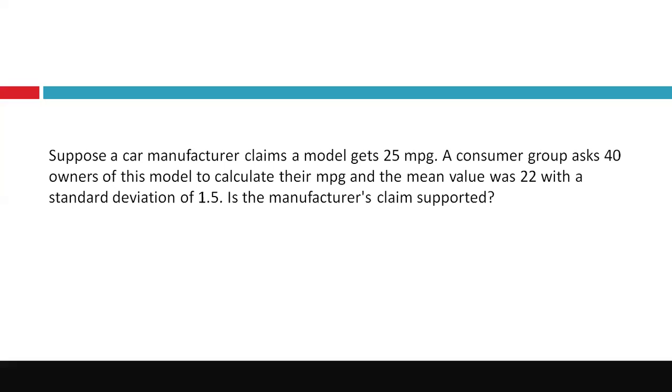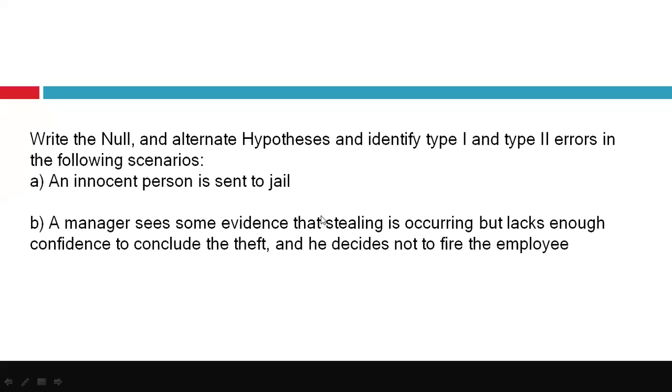So what are the null and alternate hypotheses here? This one is an assignment for you because I don't want to give you the answer for everything. Now you need to write the null and alternative hypotheses and identify the type 1 and type 2 errors in the following scenarios. Now you tell me what is type 1 error and type 2 error. All of you please type it in the chat window, no excuse. What is type 1 error and type 2 error?